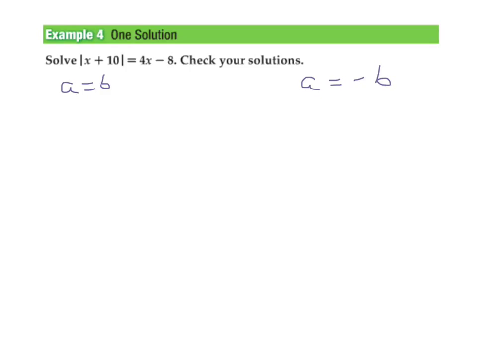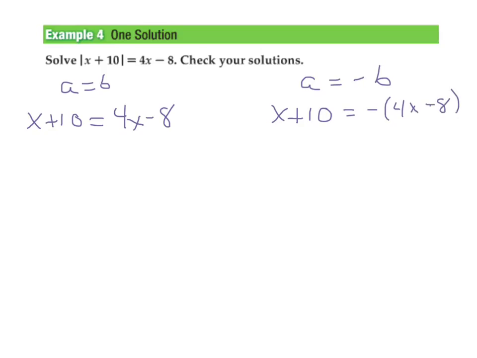Okay, so A equals B is going to be set up as, all right, what's inside the absolute value? That's A. It goes on the left. X plus 10, equal to B, which is the right side of the equation, and we leave it alone, 4x minus 8. We just copy it straight down. The other side, A equals negative B: A stays the same exact thing, x plus 10 equals, now here we have to take the negative of the right side, or I guess I should say take the opposite. So I'm going to write this as the opposite of the whole side, 4x minus 8, like that.